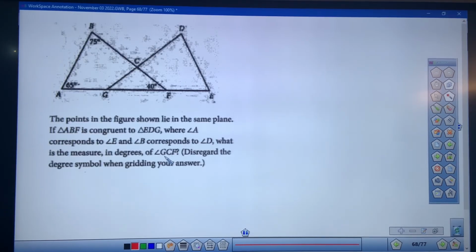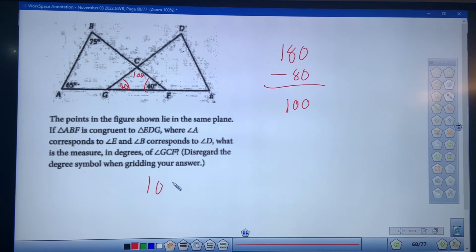What is the measure of GCF? They want to know what this angle is. It says that this triangle is congruent to this triangle, so this angle here is going to also be 40. If this angle is 40 and this angle is 40, that means I have 180 minus 80. That angle there is going to be 100 degrees at the top. And they want you to enter that into the gridded box, the gridding square.